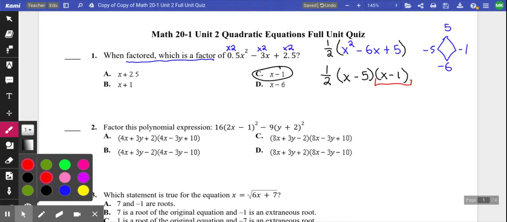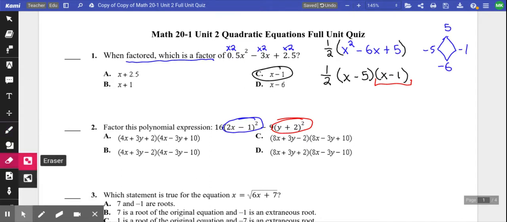Question number 2. Factor this polynomial expression. If I look at that, that looks terrifying. Main reason it looks terrifying is I have a binomial squared, and I have another binomial squared. And that means I'm going to have to do a lot of expansion, which is going to turn into a lot of mayhem that I don't really want to deal with.